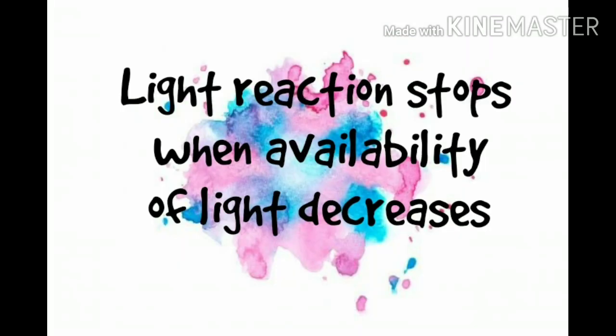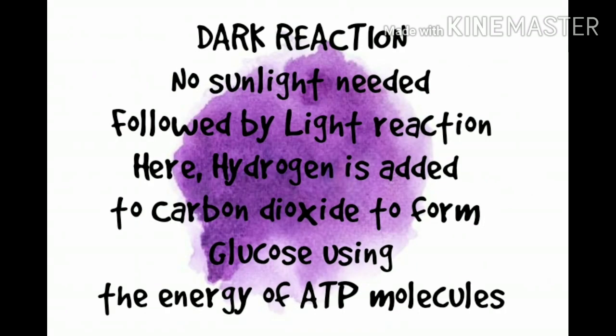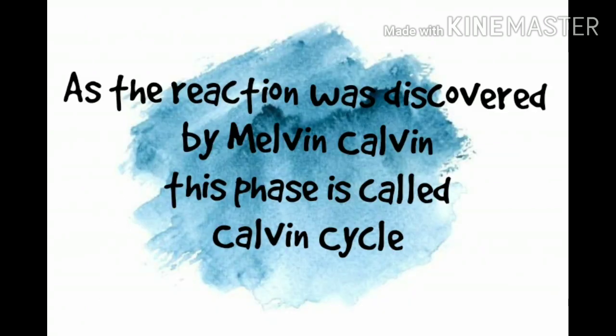Whenever the availability of light decreases, the light reaction stops, and soon after this, the dark reaction commences. That means the dark reaction follows the light reaction, with no sunlight needed. The hydrogen which was produced in the light phase is added along with the carbon dioxide to form glucose, using the energy of ATP molecules which was also produced in the light reaction. So the hydrogen and the ATP molecules produced in the light reaction are used here in the dark reaction.